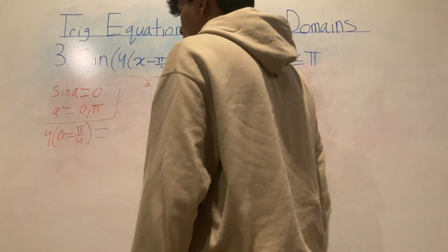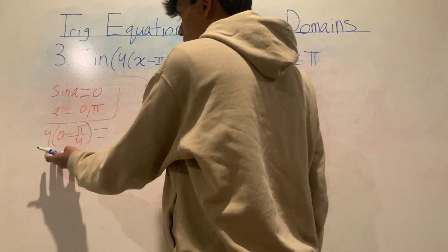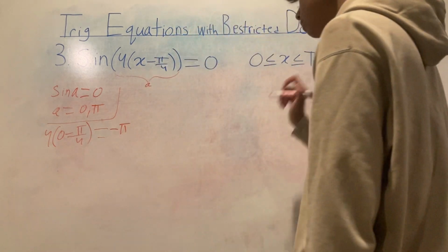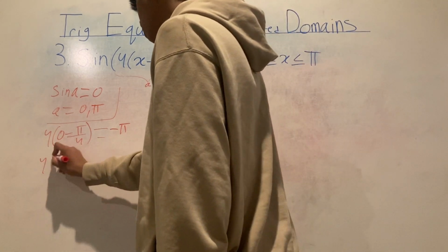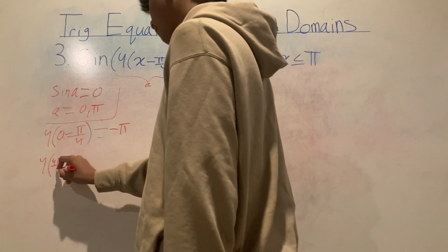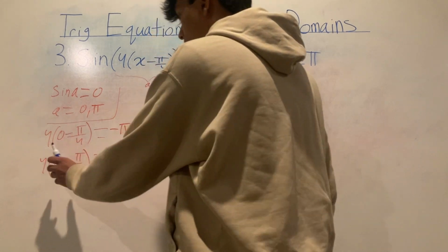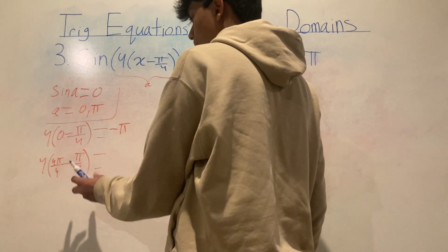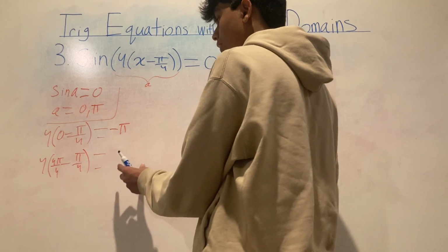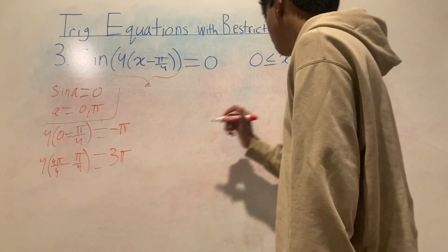And we just have to evaluate that. So 0 minus pi over 4 is negative pi over 4, and 4 times negative pi over 4 is just negative pi. Now we look at the right side as well, which is 4 times 4 pi over 4 minus pi over 4. And 4 pi over 4 minus pi over 4 is 3 pi over 4, and that multiplied by 4 becomes 12 pi over 4, which is 3 pi. So now these are our new domains.